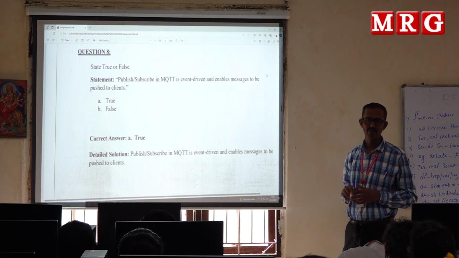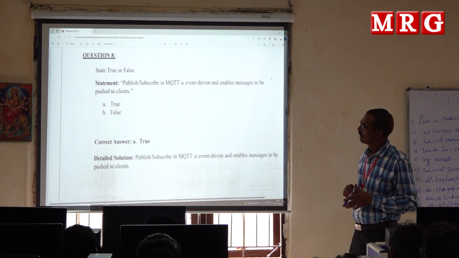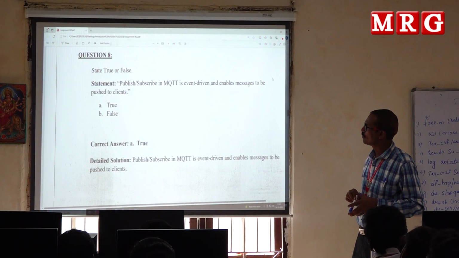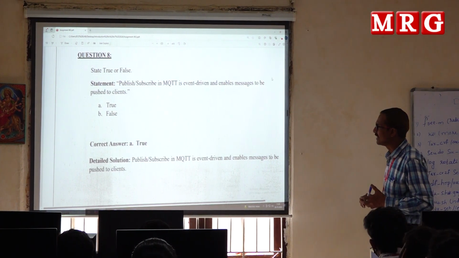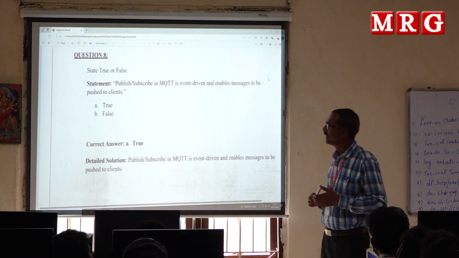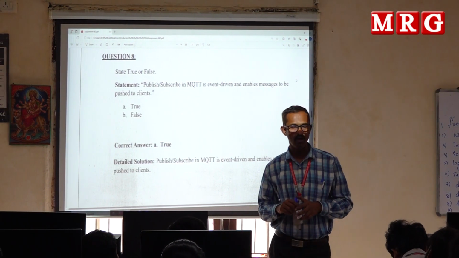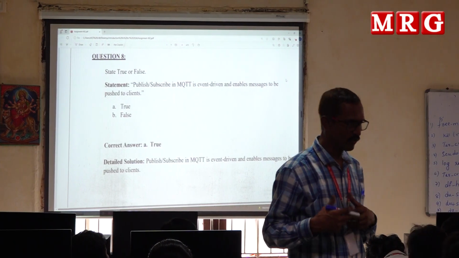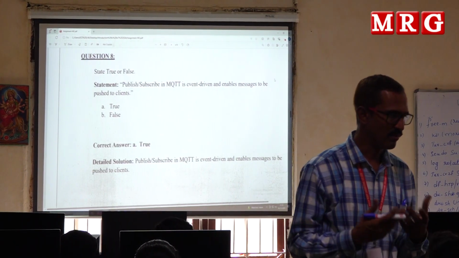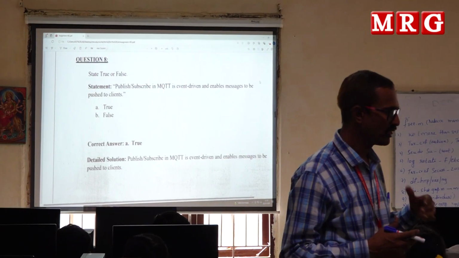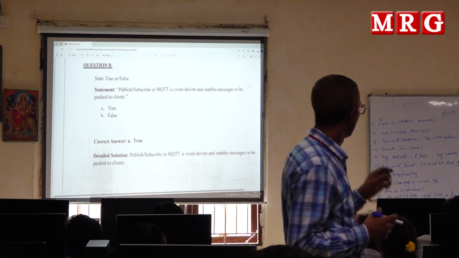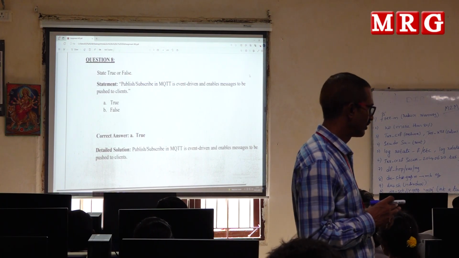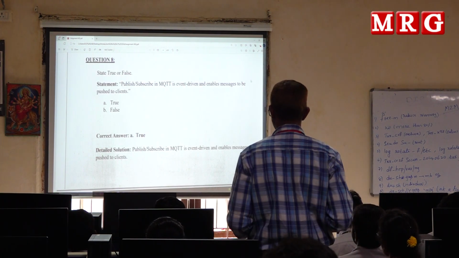Again the same protocol. So many questions are coming on the same protocol. Publish-subscribe in MQTT is event driven and enables messages to be pushed to clients. Is it event driven or not? Event means some request has come from somebody, then it will respond. So the answer is event driven. MQTT is event driven.